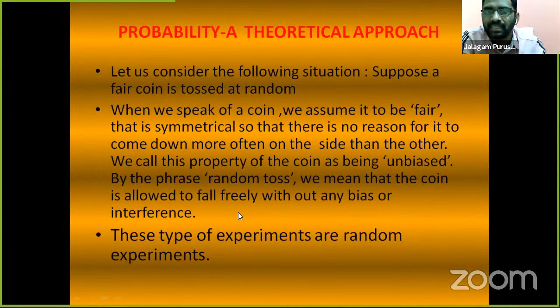These are the most important words here: fair, unbiased, random toss. These types of experiments are random experiments. It happens naturally. We don't interrupt, we don't force, we can't use our knowledge. It is only free and natural. So that is a random experiment.